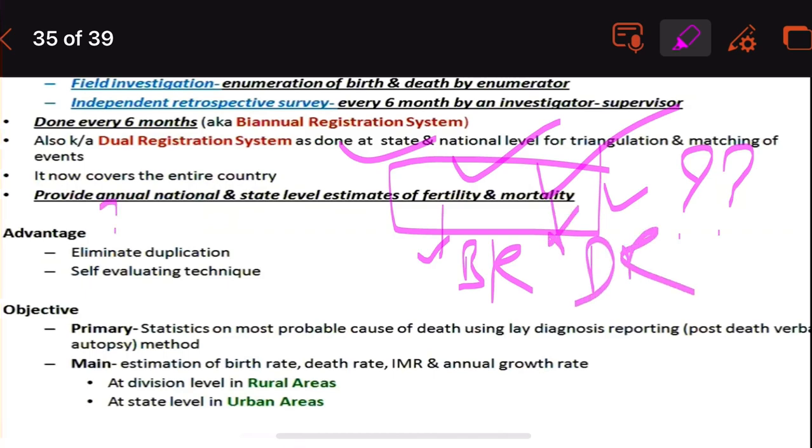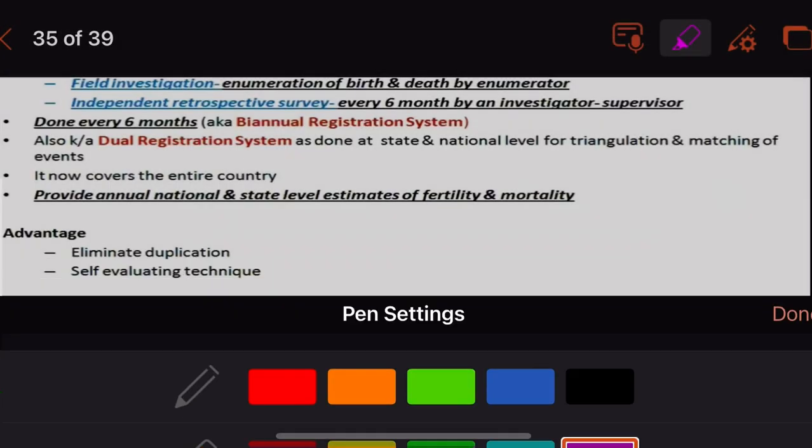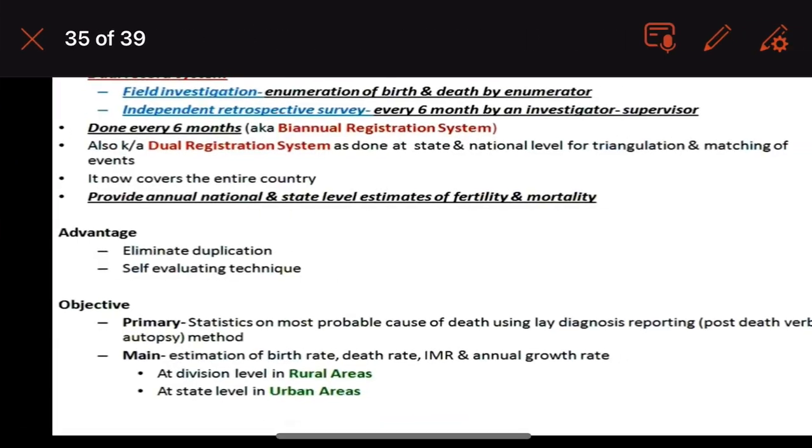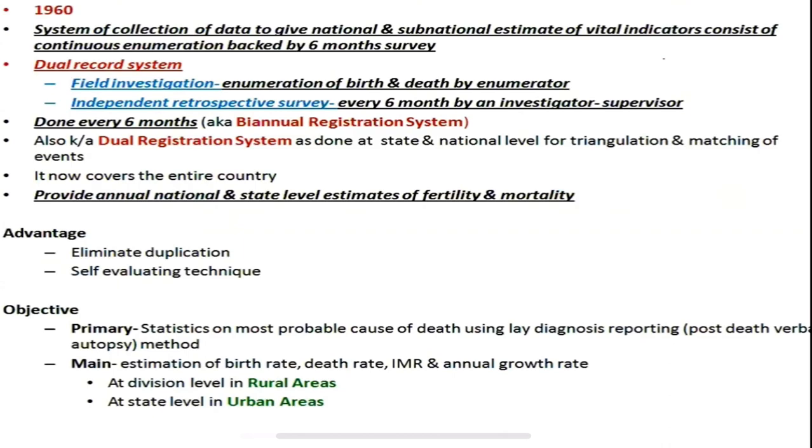What is the advantage of this survey? It provides us an elimination of duplication. By this we can eliminate duplication because both field investigations as well as the independent retrospective surveys are done simultaneously. As a result, any duplication of information can be eliminated, and it is also a self-evaluating technique.